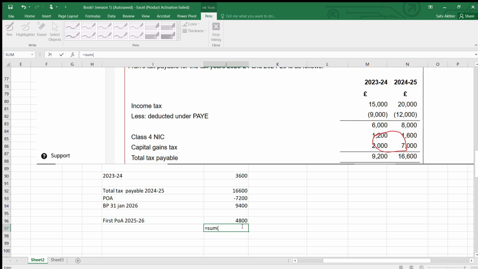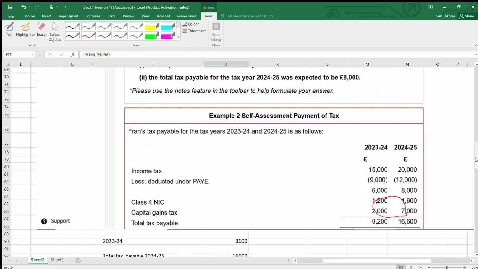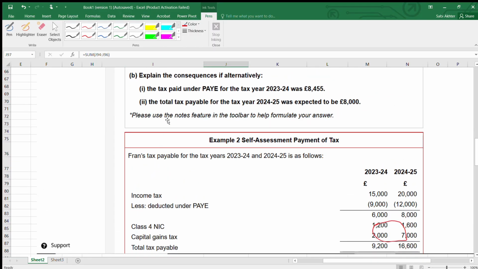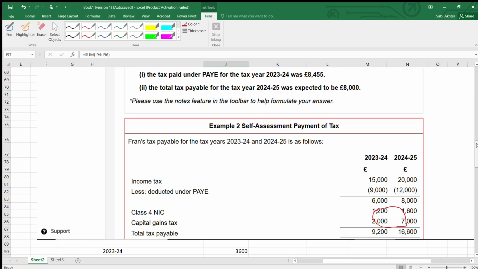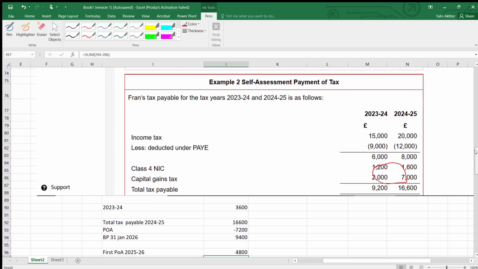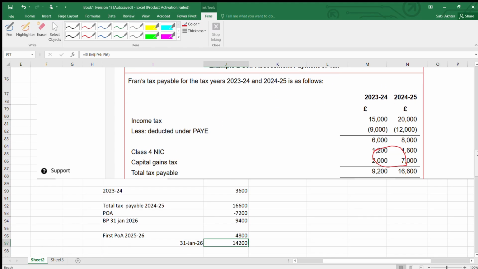Only the first payment on account. So 14,200. Okay, this is the total payment due on 31st Jan 2026. The first payment on account of 25-26 and the balancing payment of 31st Jan 2026. Both are payable on the same date. Read the question. They asked. Okay, sorry, that's not the question. This is example 2.